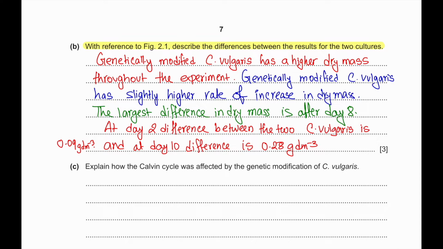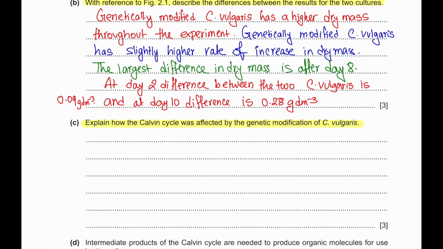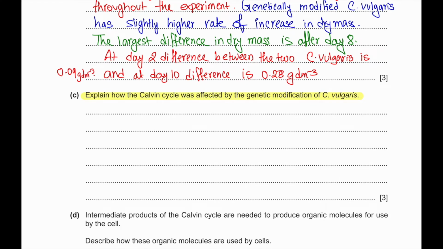Question C. Explain how the Calvin cycle was affected by the genetic modification of C. vulgaris. Genetic modification increased rubisco, so more carbon dioxide fixation can occur. As a result, more GP is produced. More GP can then be converted into more TP, and finally, more regeneration of RuBP is possible. So, a greater rate of the Calvin cycle is possible.